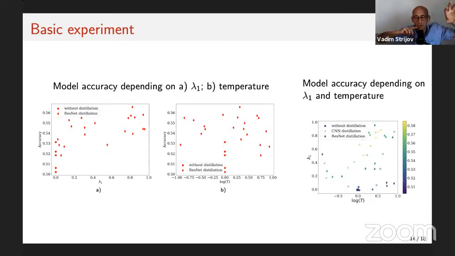teacher or in student? Go to the formula. The more lambda 1, the more we trust in teacher. And T, the bigger T, the more complex who, a student or teacher? If T is bigger, then we distill more information from the CAMS model.